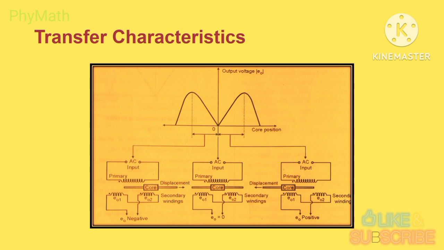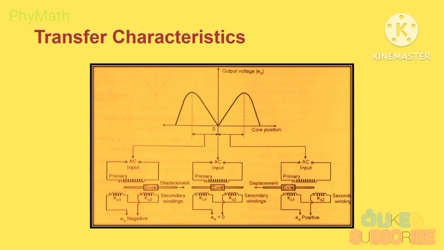Then next, when the position of the core is at middle, the EMF induced in both secondary windings, secondary winding 1 and secondary winding 2, will be equal. That's why EO1 equals EO2. So the output voltage will be equal to 0, and this position is also called the null position.